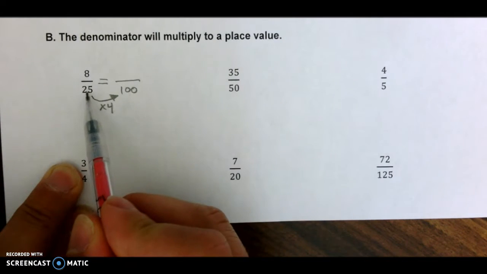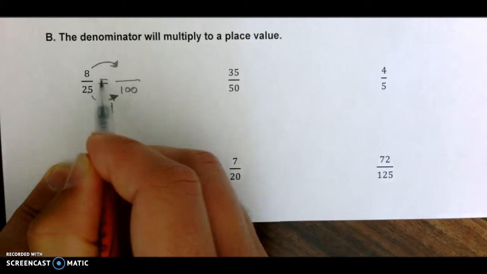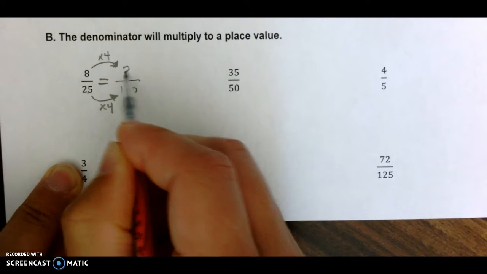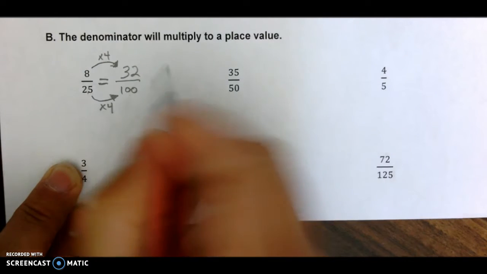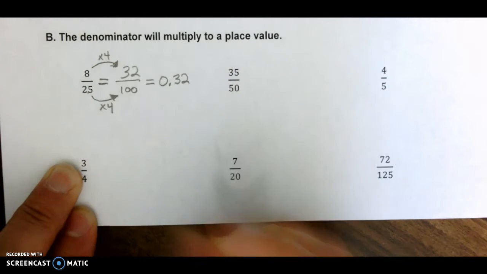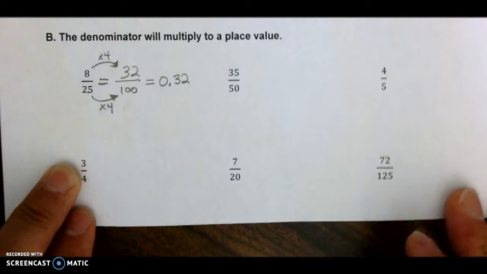Since I multiplied my denominator by 4, I'm going to do the same thing to my numerator, because these have to be equivalent to each other. 8 times 4 is going to equal 32. And so this is just the number 32 hundredths, which again I can write as 0.32, hundredths being 2 decimal places to the right of the decimal point.